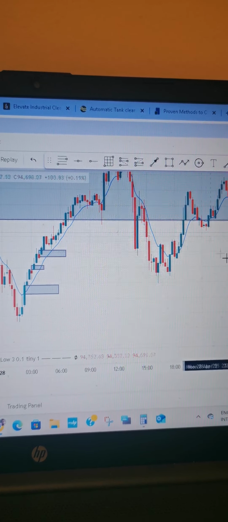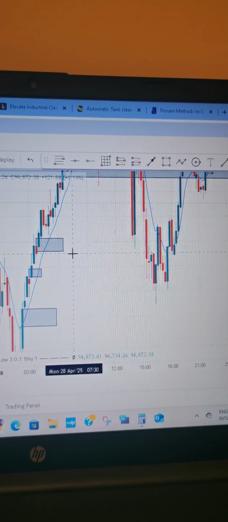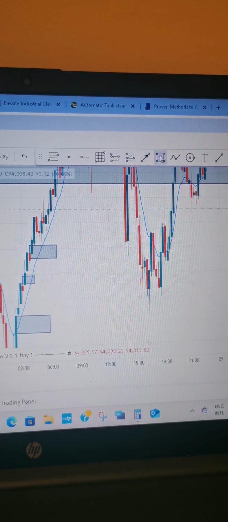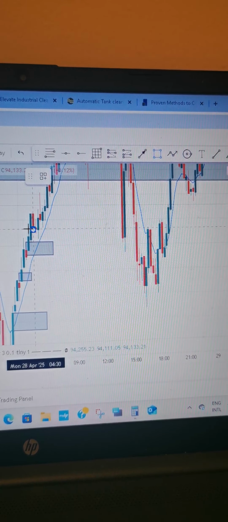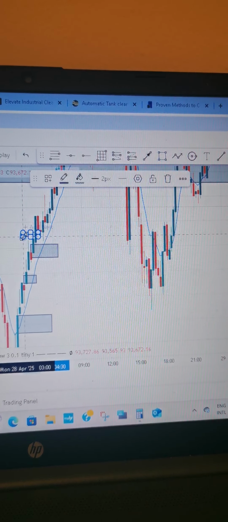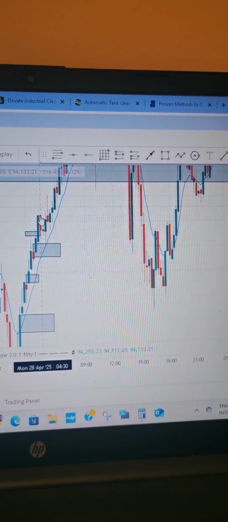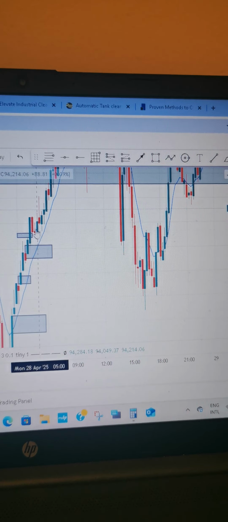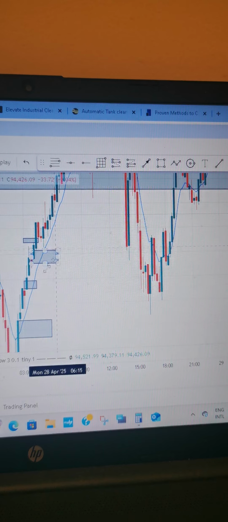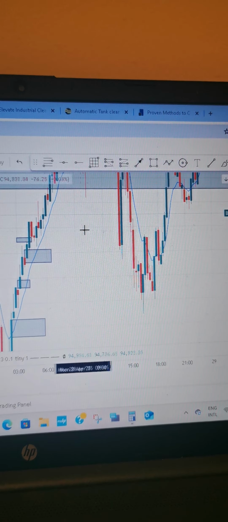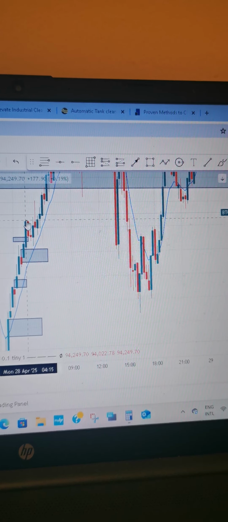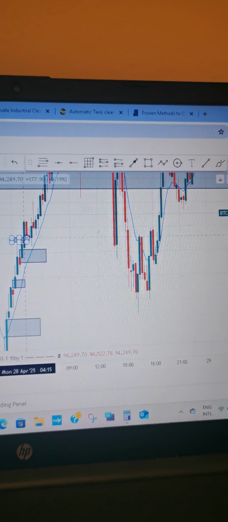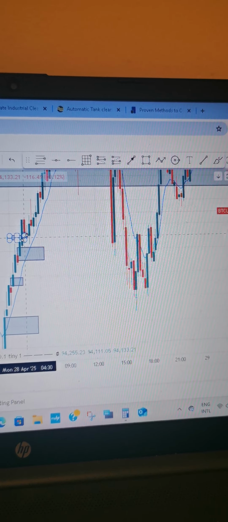in those fair value gaps, you are expecting a reaction, like we see here. Like you see here, there is another one, and normally when the retracement comes in, this will be your entry point. So if you know that you have been having all this, and then you have another one, and you see the market retracing, basically you wait for it in that zone there.